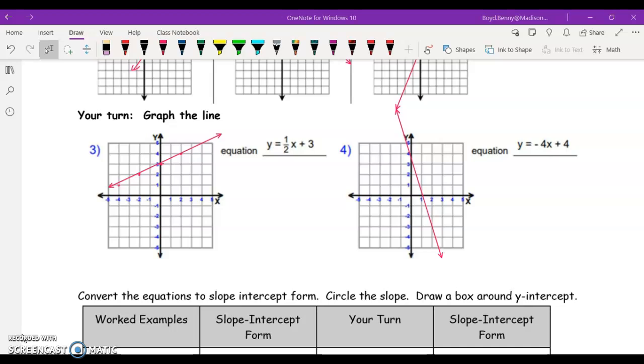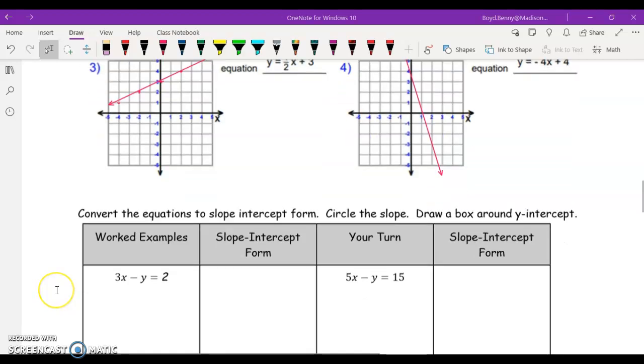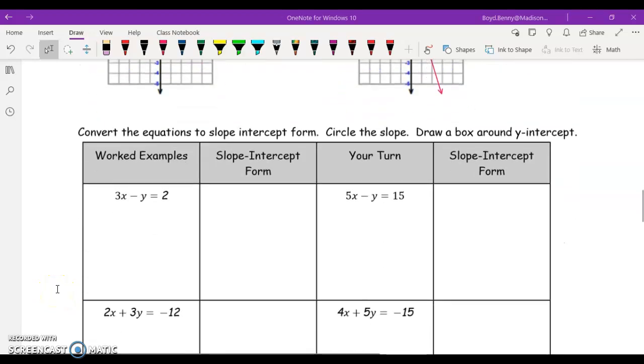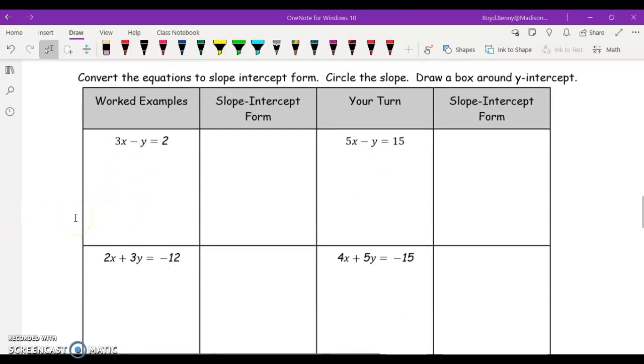All right, so I'm going to move on to the next part of the lesson, which is converting equations into slope-intercept form. Now, we looked at this a little bit in our last lesson, but let's go into this a little bit more because it's possible you could see equations like this and be asked to graph them. So I see here that my first example is 3x minus y equals 2.